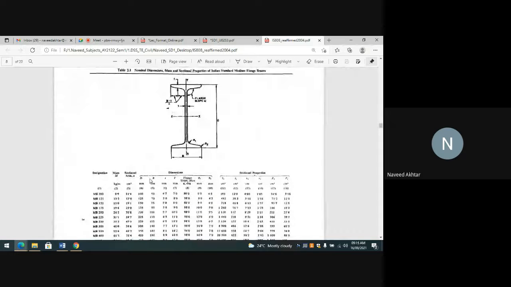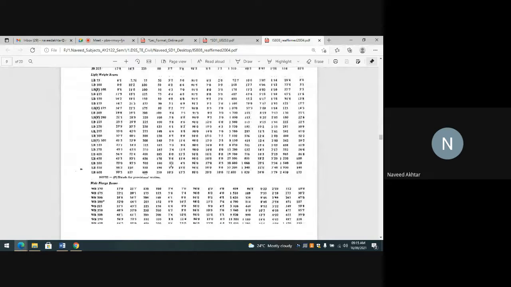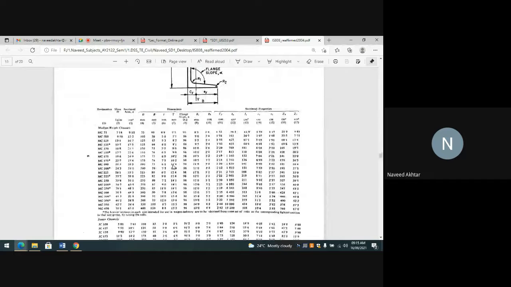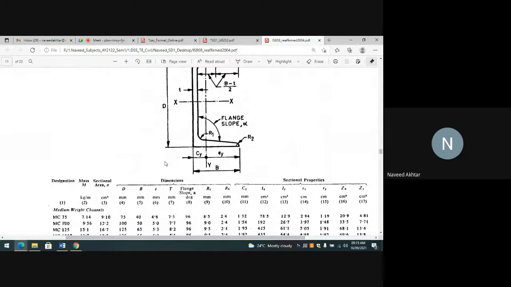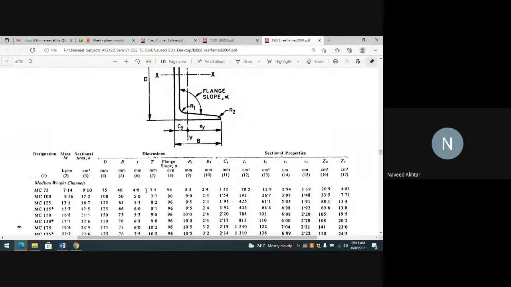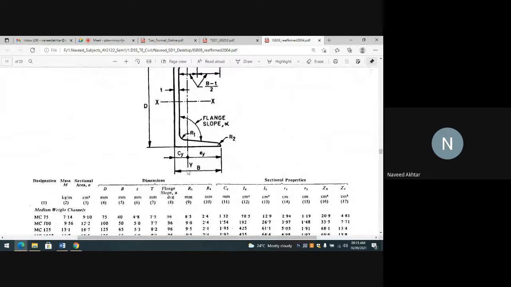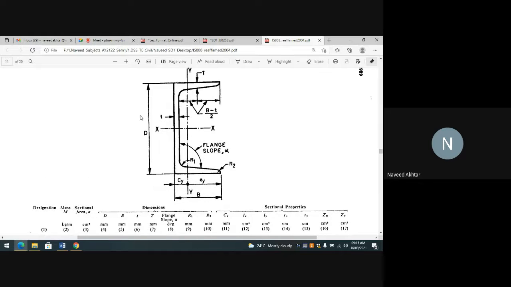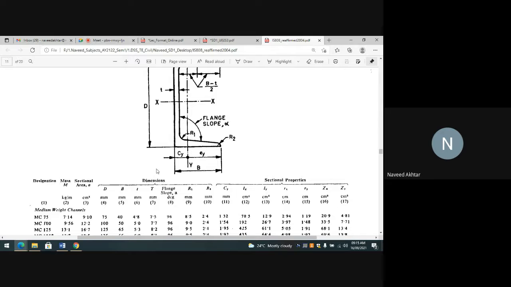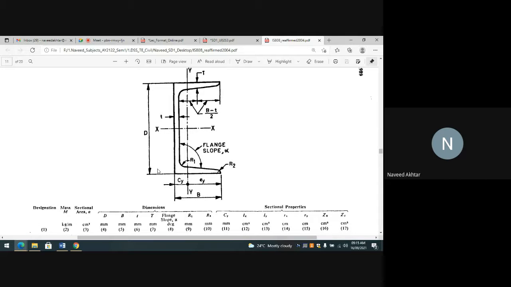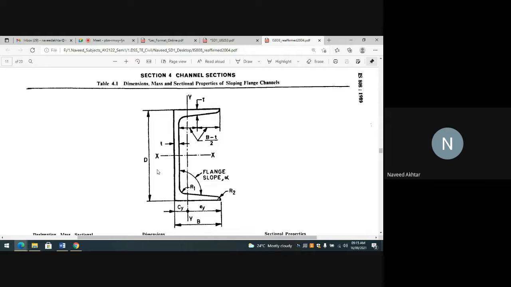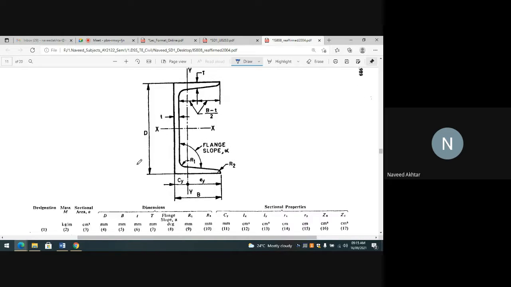So you have to select the channel section. When it is the I section, you will go for the channel section. Here is the channel section. This is also I section. Oh, here is a channel section. We will choose a channel section, and these properties are given: CY, EY, P, the width of flange, capital D is depth of the section, and B minus T by 2 is for the connections. Capital T is the thickness of the flange, small t is the thickness of web.